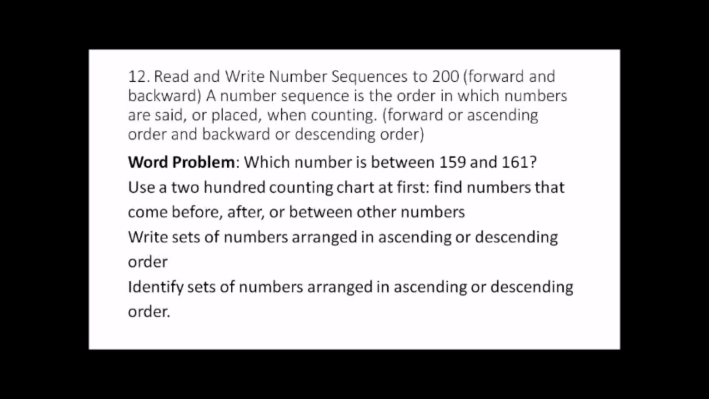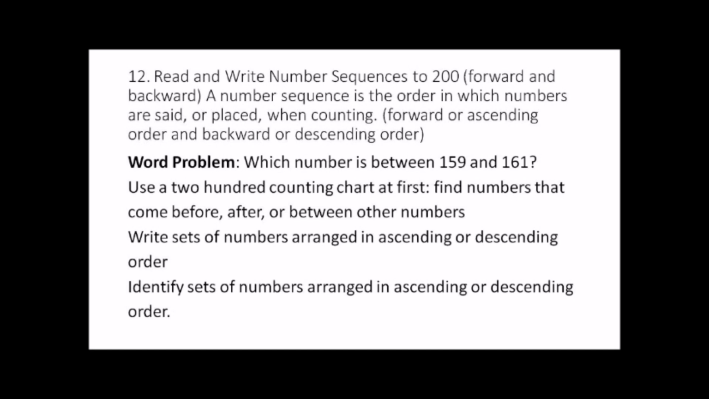Lesson 12, read and write number sequences to 200 forward and backward. A number sequence is the order in which numbers are said or placed when counting, forward or ascending order, and backward or descending order. Which number is between 159 and 161? So again, let them use a 100 counting chart at first, or a number line, in order to find the answers to these before they work on these without the chart or the number line.